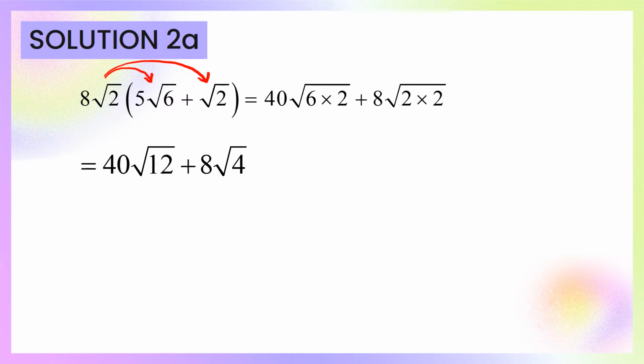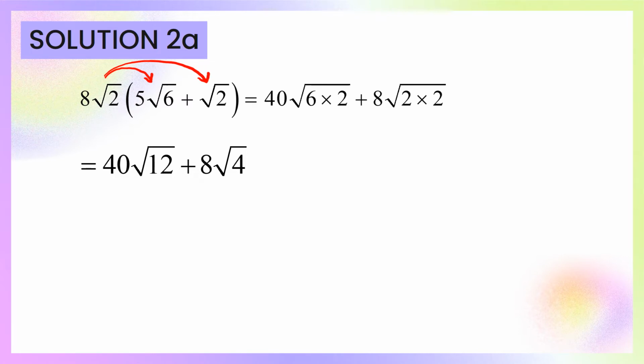Okay, so then we get 40√6 multiplied by 2 plus 8√2 times 2. So we multiply the numbers outside the surd with outside the surd, and then we multiply the numbers inside the surd with inside the surd. Alright, so 8 times 5 we get 40, and then √2 times √6, and then 8 times 1 we get 8 here. Alright, and then we get 40√12 plus 8√4.